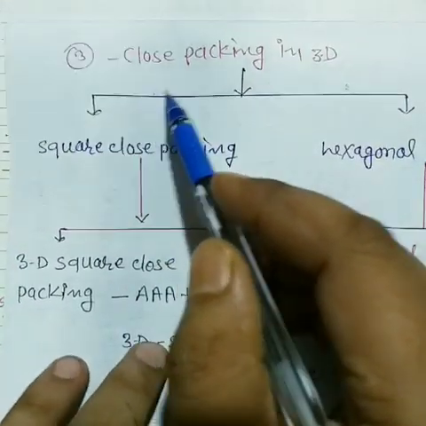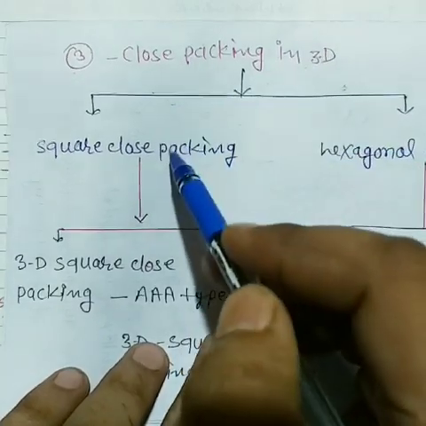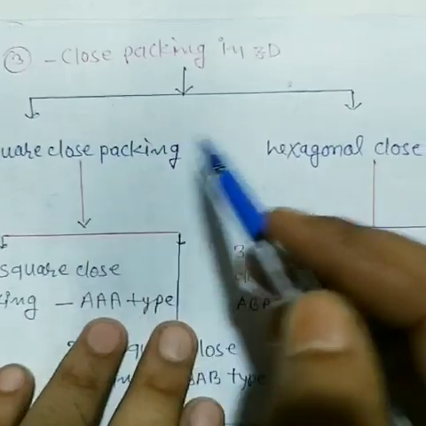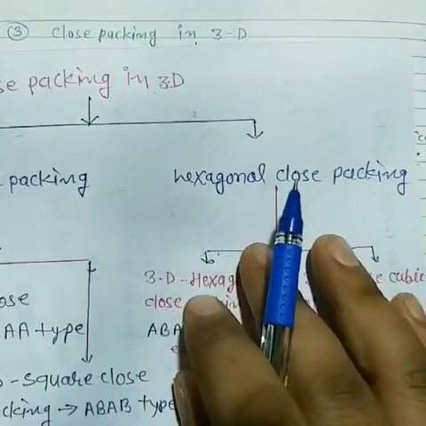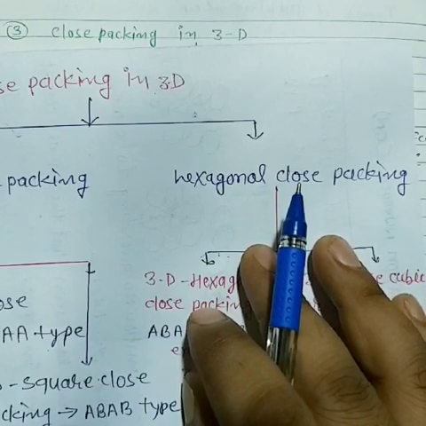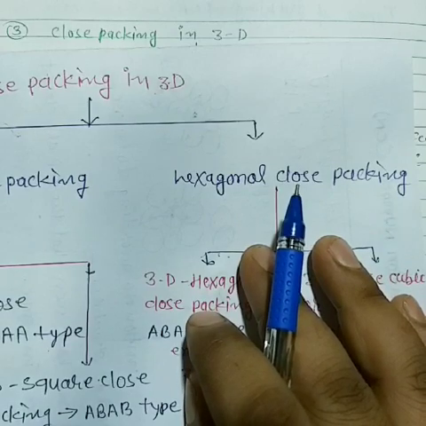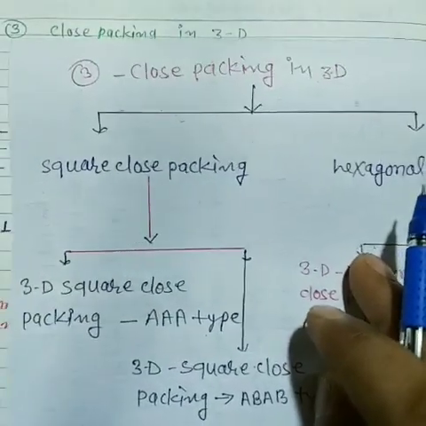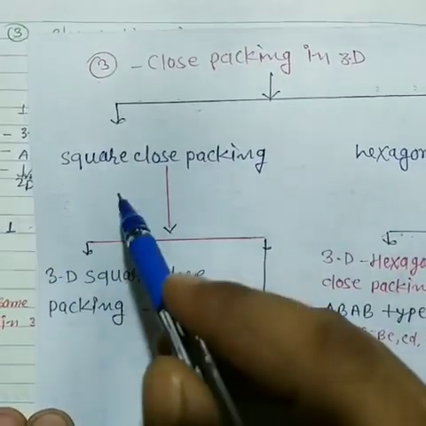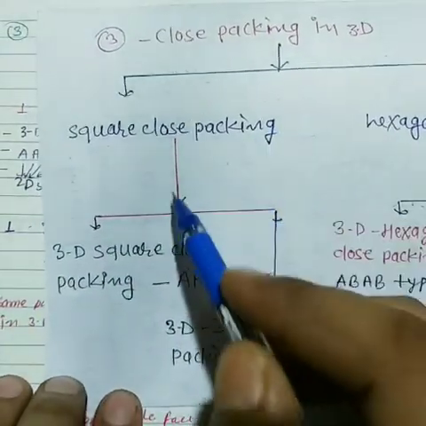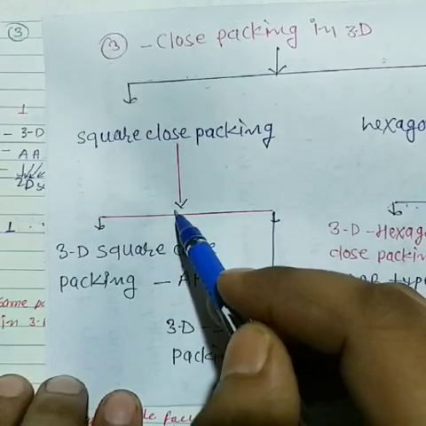Now this is the third type of packing, in three dimensions. So in three dimensions, there are two types. First, square close packing, and second, hexagonal close packing. Now this topic is very important. In these segments, many questions come in many different competitive examinations. So students, please concentrate here. First of all, I am telling you square close packing. In close packing, there are again two types.